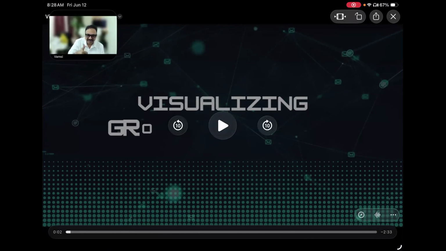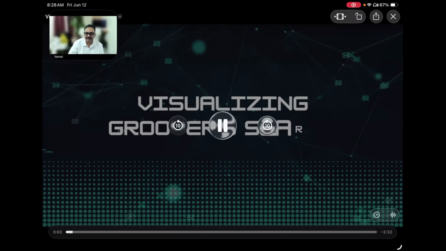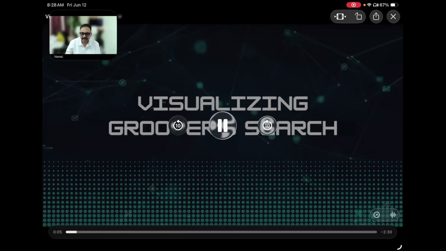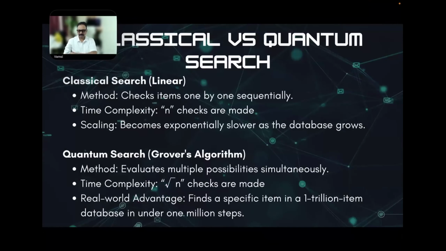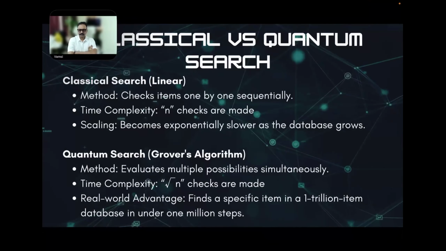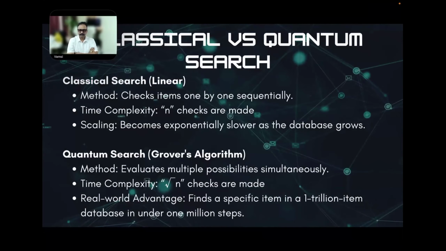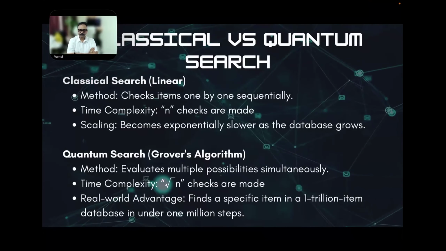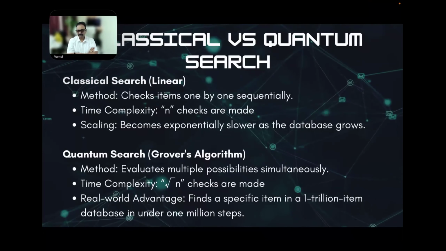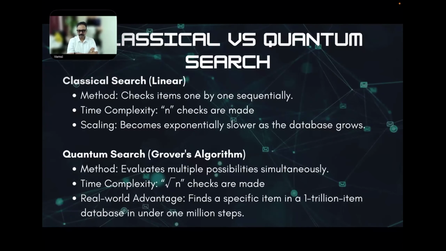Good morning. Today we are going to be talking about visualizing Grover's quantum algorithm. Let's look at how classical and quantum computers approach searching an unstructured database. A traditional, classical computer uses linear search. It checks every single item one by one. If you have n items, it takes up to n steps. As data grows, this method completely bottlenecks.